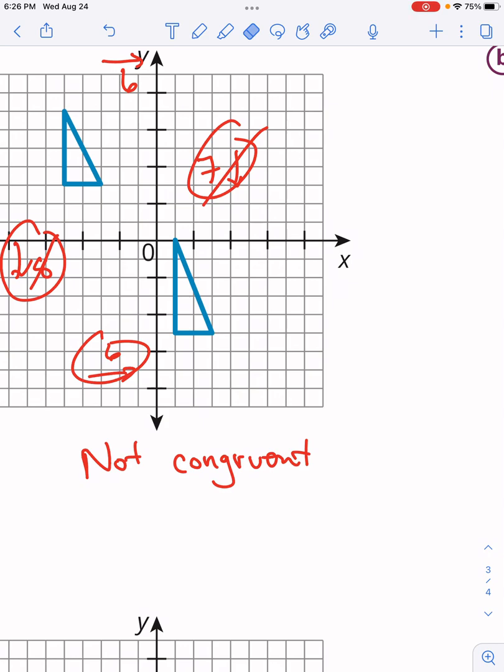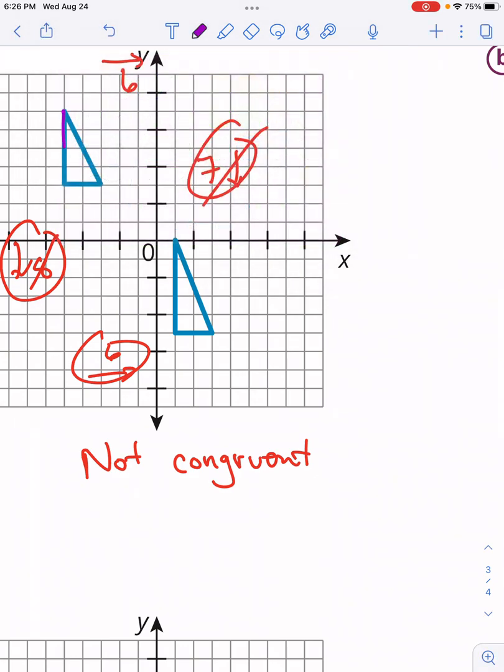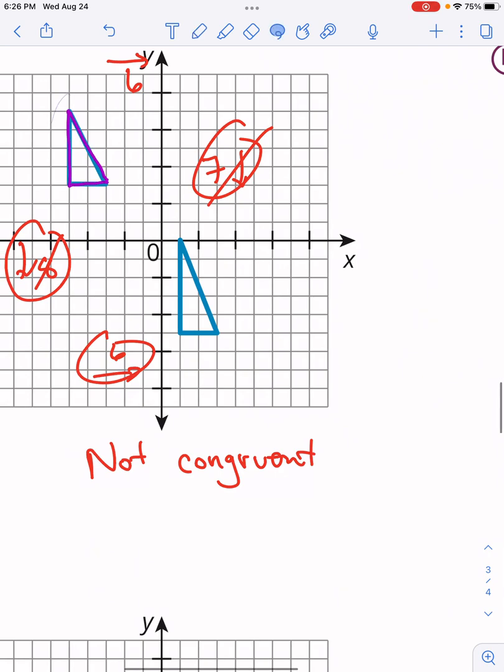It would be similar if they had the same type of proportion though. I'll give you an example here. If I trace this purple triangle, it is congruent to this blue thing right here, the one that I just traced it on.